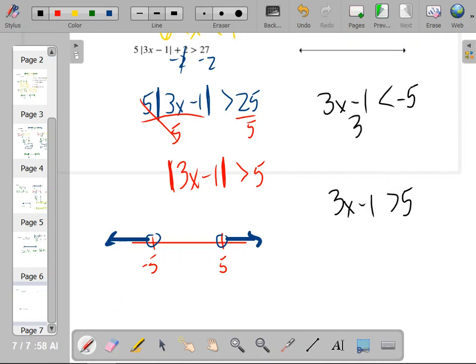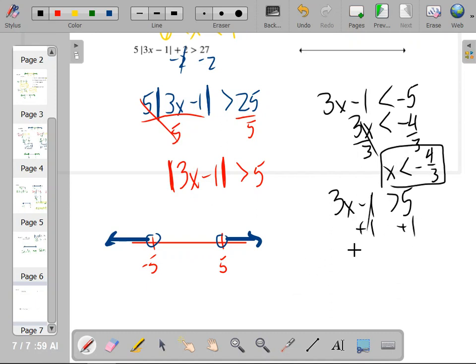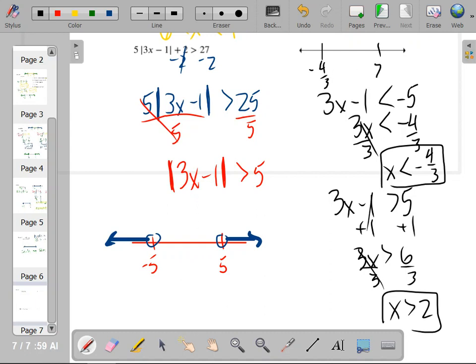So when you add 1, you get negative 4, divide by 3. X is less than negative 4/3, or you can say negative 1.3 repeating if you want. Add 1, 3x is greater than 6. So x is greater than 2. So the way we say that is we draw the same number line. We're going to put negative 4/3 on the number line. We're going to put positive 2 on the number line. They're open circles. And since this is an or, we're shading away. It can't be both. It either is smaller than negative 4/3 or it's bigger than 2.